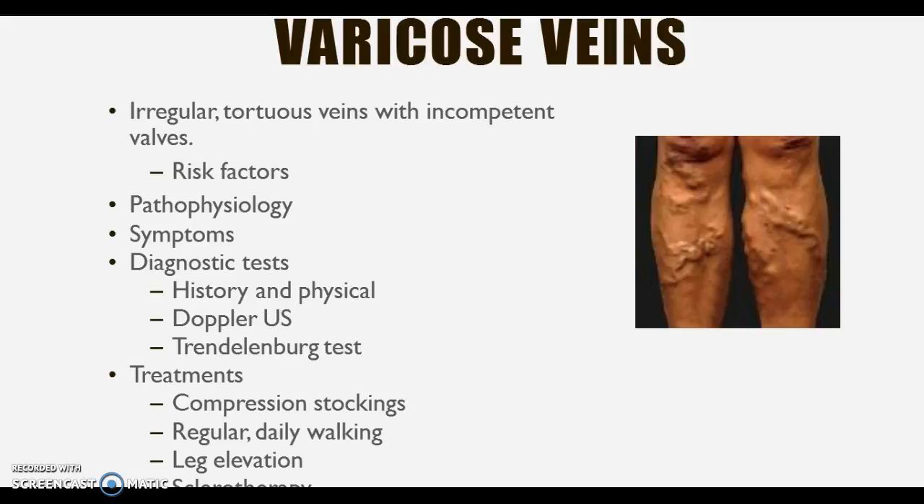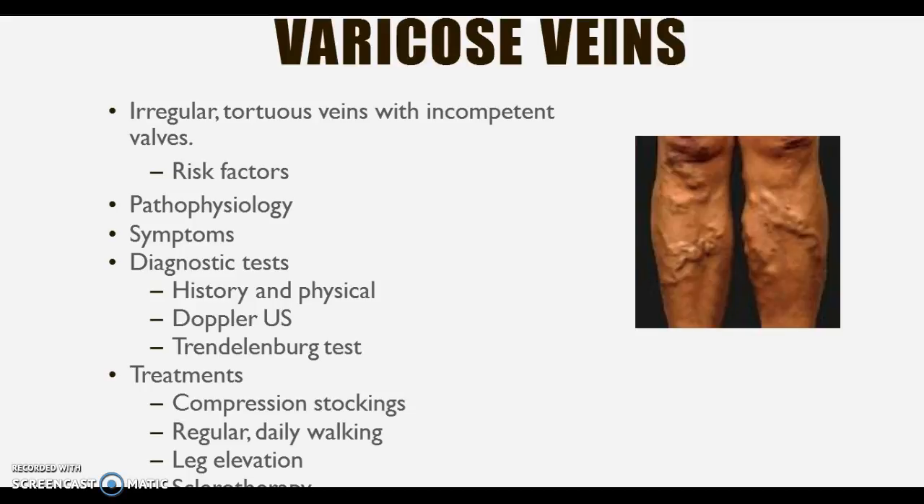The diagnostic test, we're going to do a history and physical to see if our patients have any of those risk factors. We're going to do a Doppler ultrasound looking for any blood clots. We can do a Trendelenburg test. This is where our patient is strapped to a table, and when we put them in Trendelenburg, or lower their head and raise their feet, we'll see these veins flatten out. And then when we put them the other way with their head up and their feet down, we'll see again the engorgement in those legs.